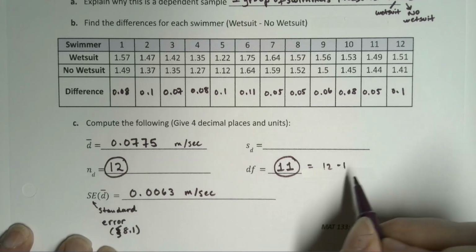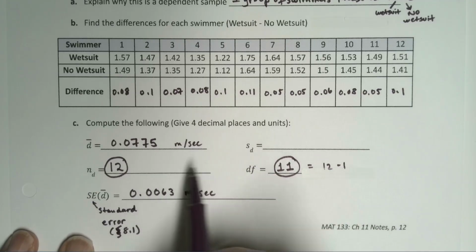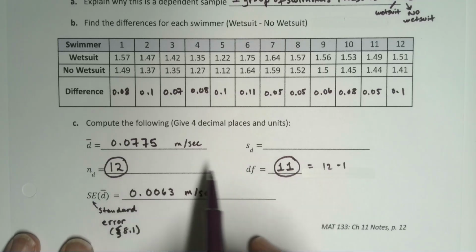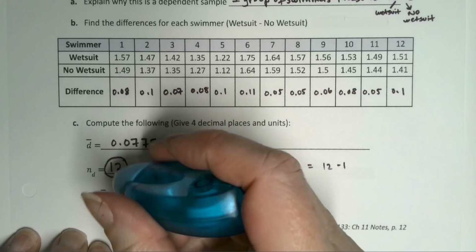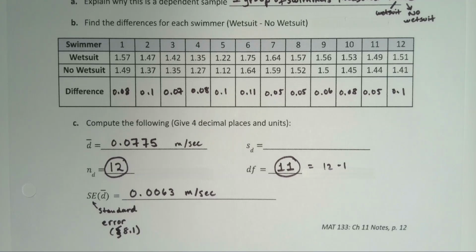Technically, StatCrunch found it, but we also know it's 12 take away 1. Or if you like, 12 is 11 plus 1. These have to be 1 apart. The degrees of freedom is 1 smaller. I don't know why I gave us such big blanks for these. That was unnecessary for those ones. I'll fix that for the future.